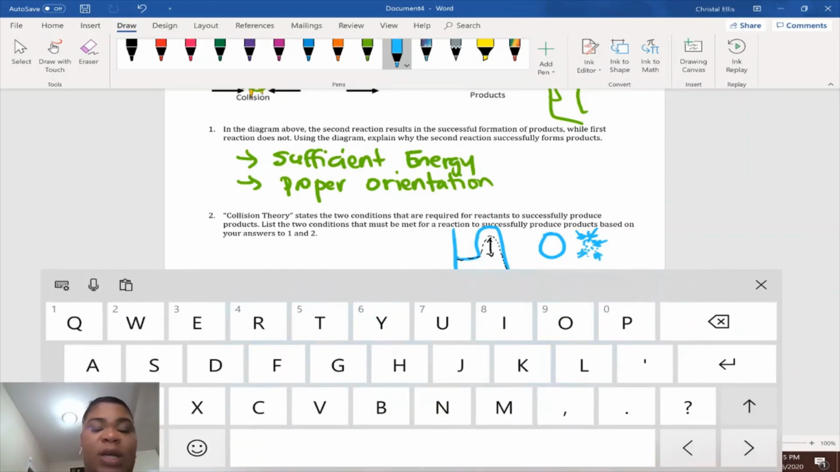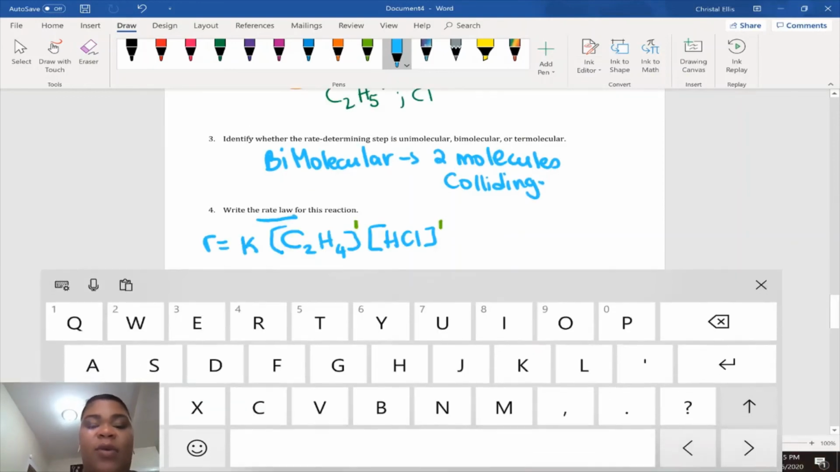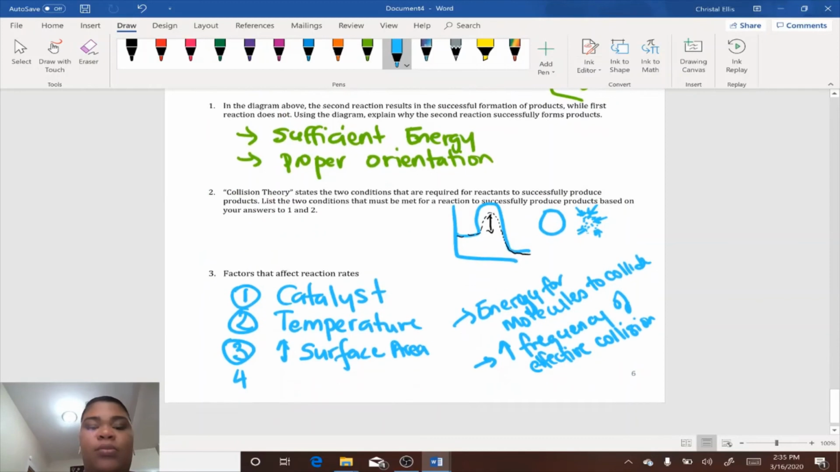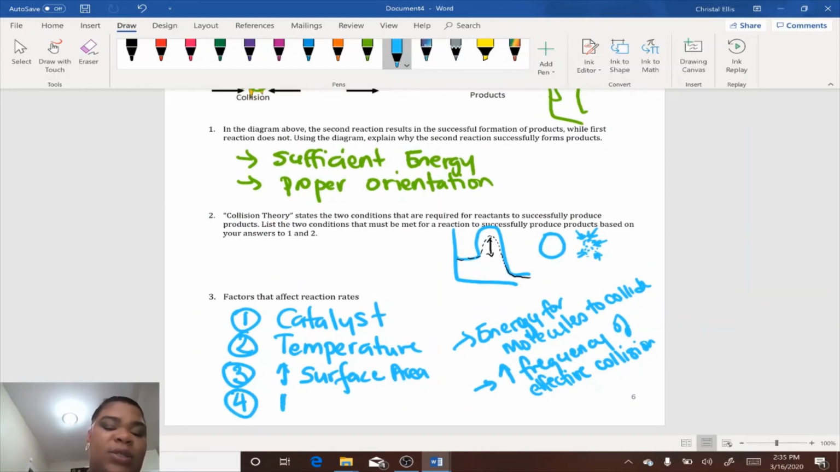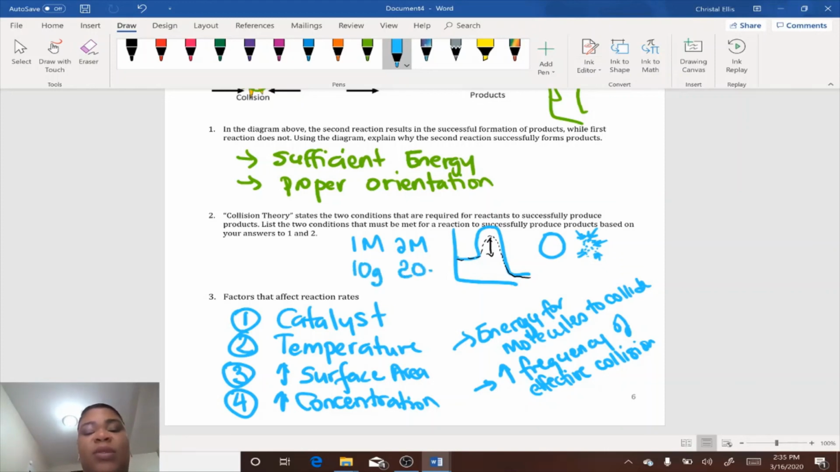If you increase the concentration of your reactant species, that will also allow the reaction to go faster, because it allows for more effective collisions. If you have 1 molar versus 2 molar, that will speed up a chemical reaction. If you have 10 grams versus 20 grams of sugar, for example, that will speed up the chemical reaction. The more concentration of your reactant species that you have, the faster the chemical reaction will go.